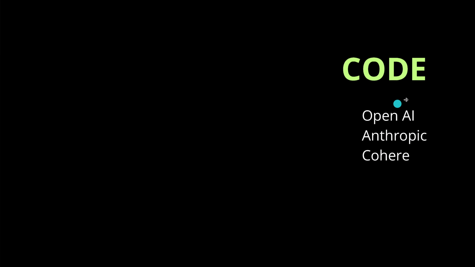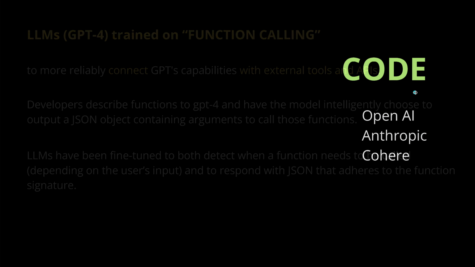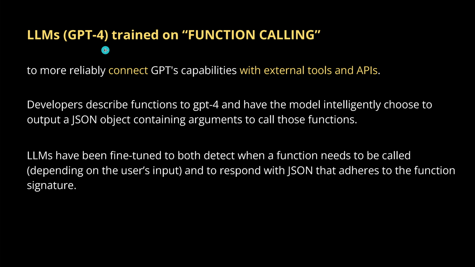But of course, we have to do this. So therefore, part 2, hello! Now we talk about code, OpenAI, Anthropic, and Cohere. And you know GPT-4 opened up, I think about a year ago, the function calling functionality. And it allows our GPT system to connect to external tools and APIs.